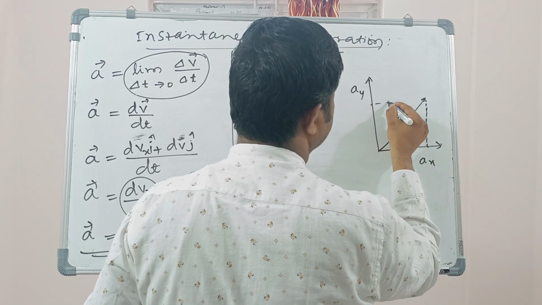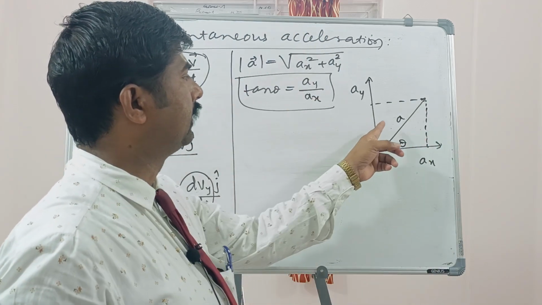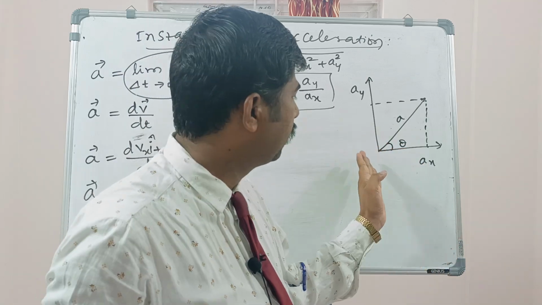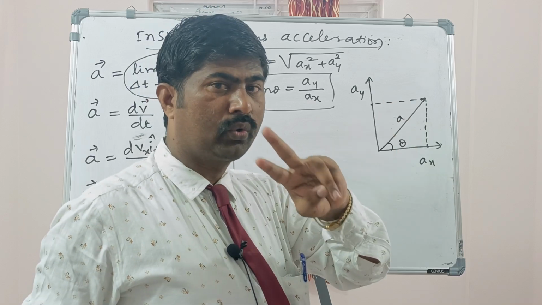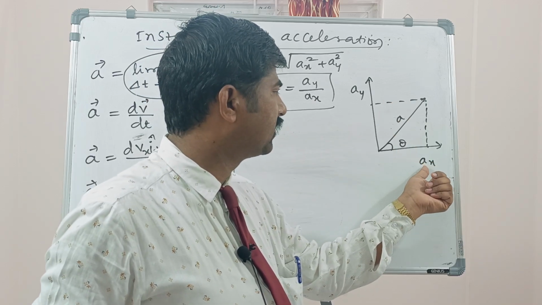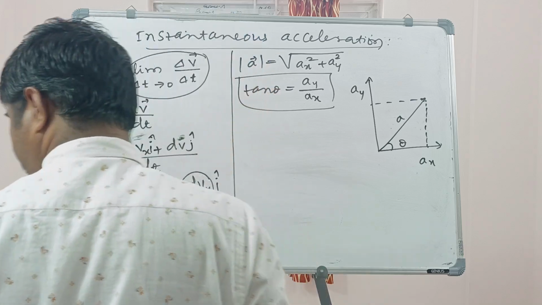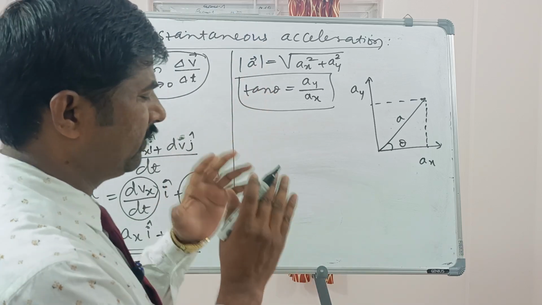This is along x-axis and this is along y-axis, and theta is the angle between the resultant acceleration and the x-axis. I mean the horizontal component of acceleration. Acceleration is resolved into two components. Horizontal component of acceleration is ax and vertical component of acceleration is ay. Clear? So this is about instantaneous acceleration. So it is very simple.